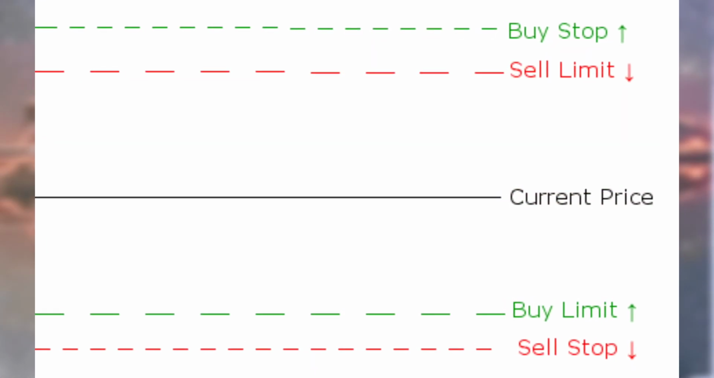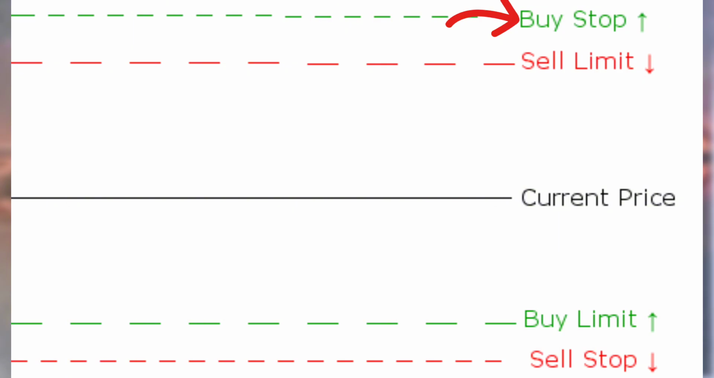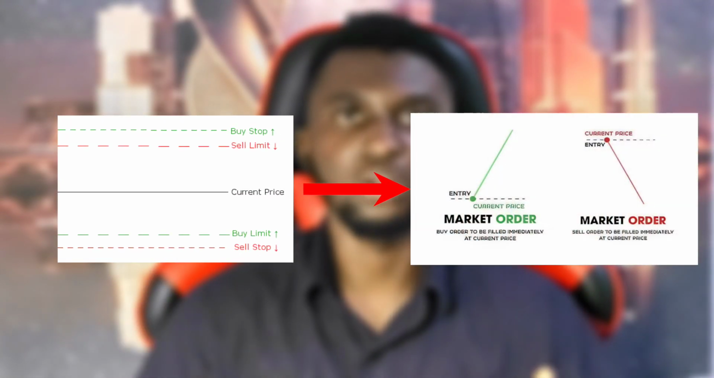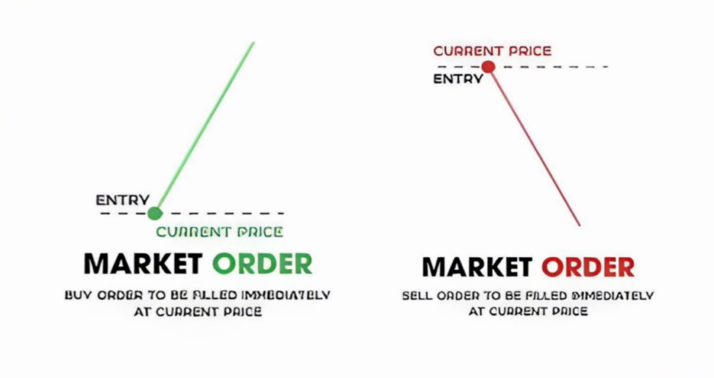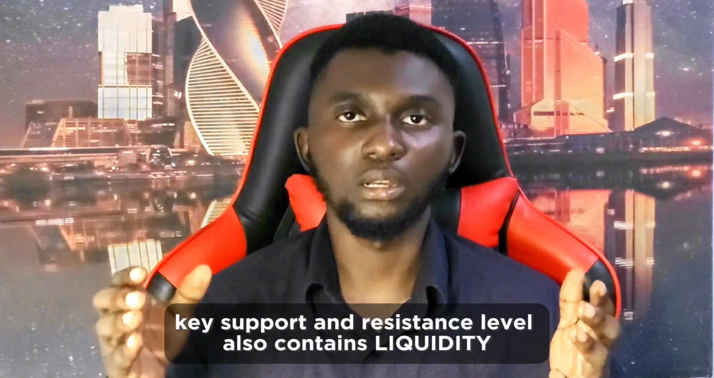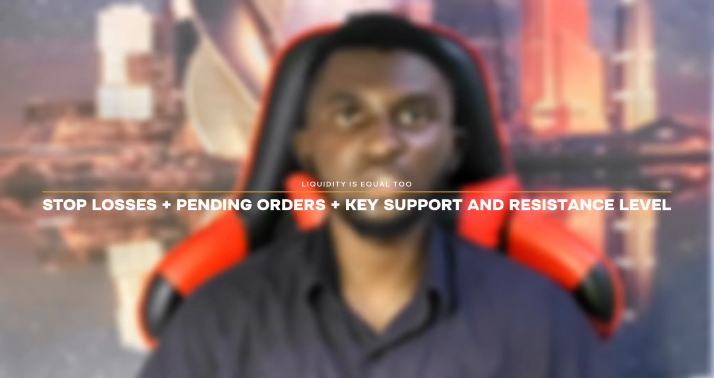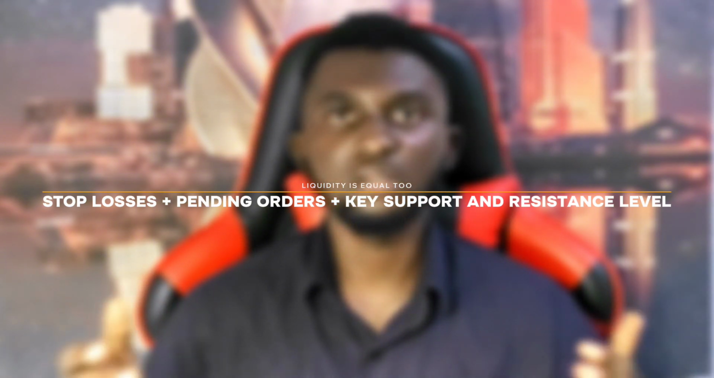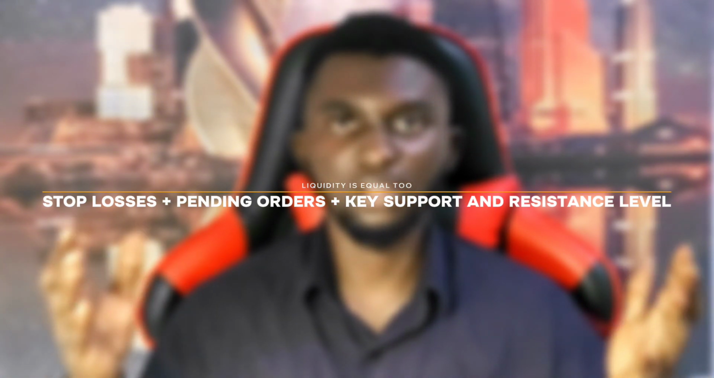Now, liquidity can also be found in pending orders, in the form of buy stops, buy limits, and sell limits. Why? Because once they are triggered, they turn into what? Market orders, and they also add liquidity into the market. Key support and resistance levels also contain liquidity. Hence, you can say liquidity is equal to stop losses plus pending orders plus key support and resistance levels.